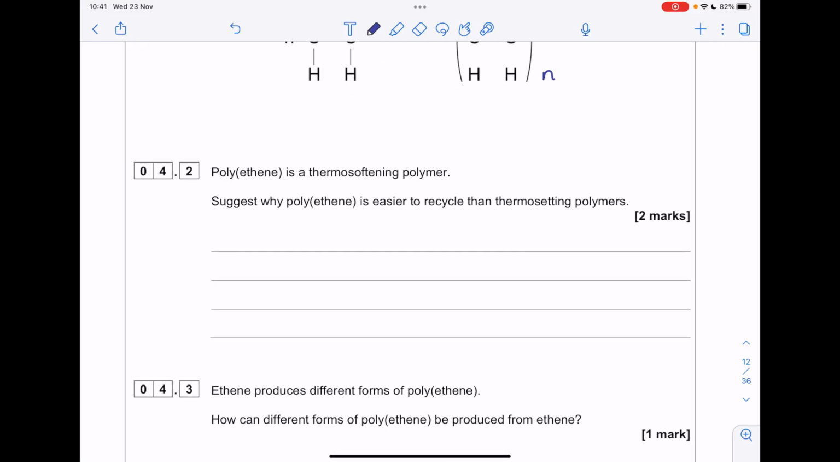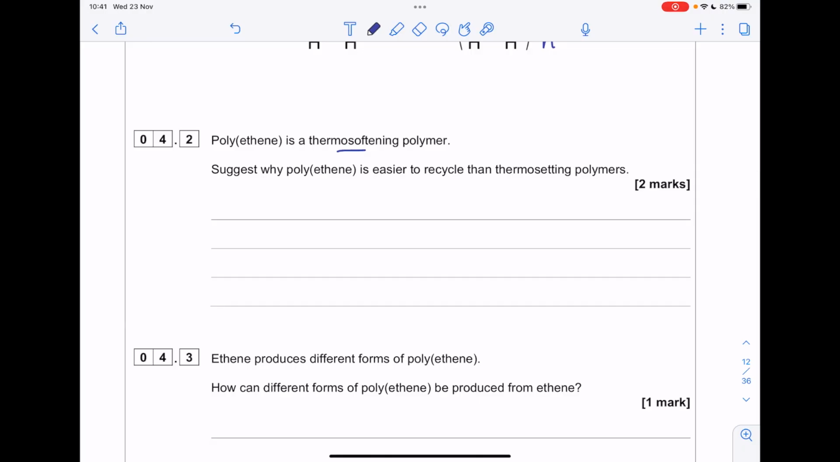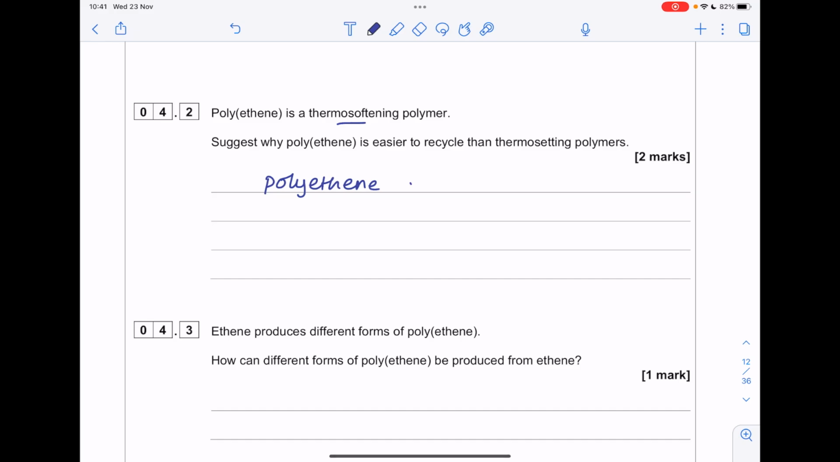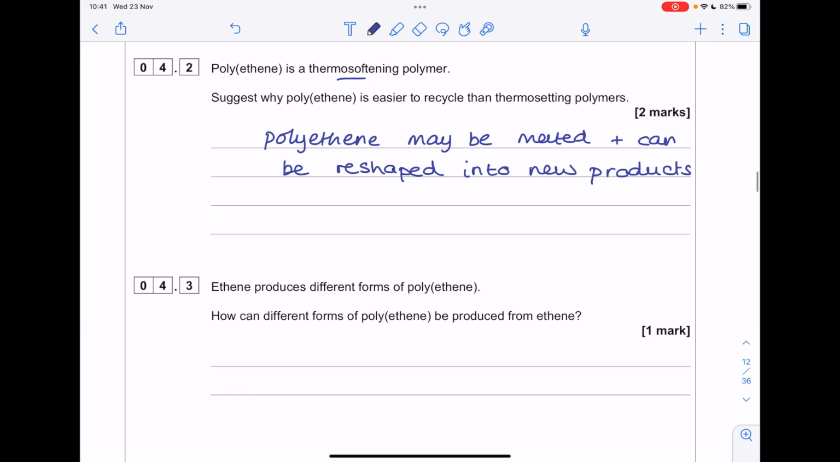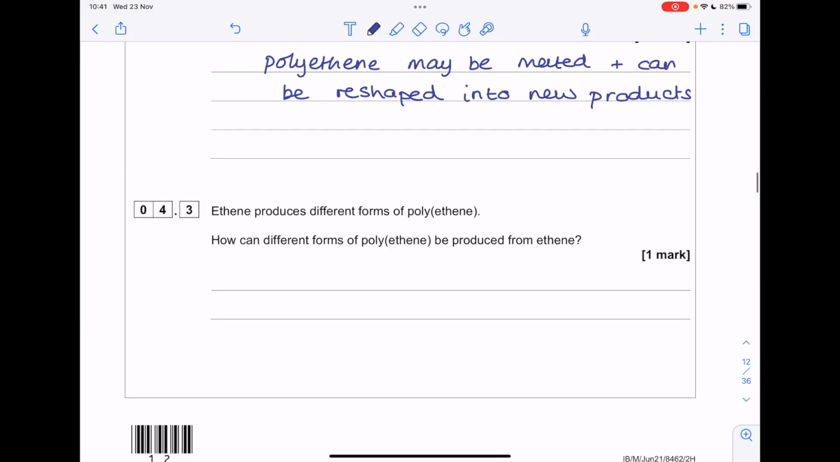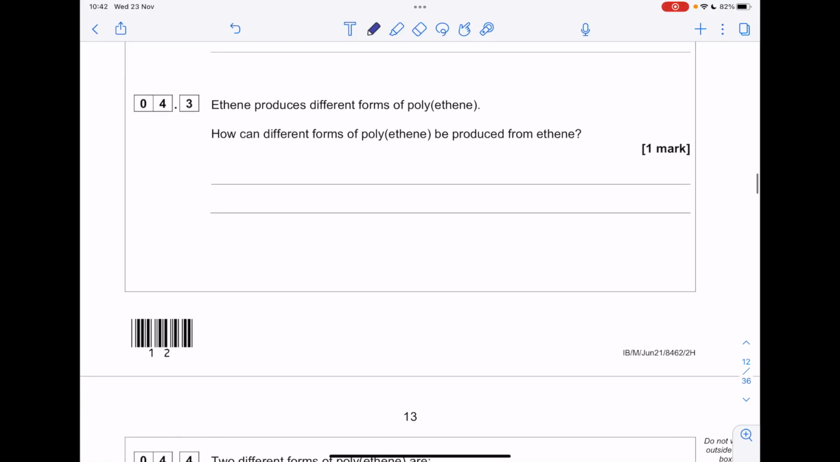Polyethylene is a thermosoftening polymer. Suggest why polyethylene is easier to recycle than thermosetting polymers. The fact that they're thermosoftening means that they can melt and therefore be easily reshaped into new products. Ethene produces different forms of polyethylene. How can different forms of polyethylene be produced from ethene? Through the use of different temperatures or pressures.